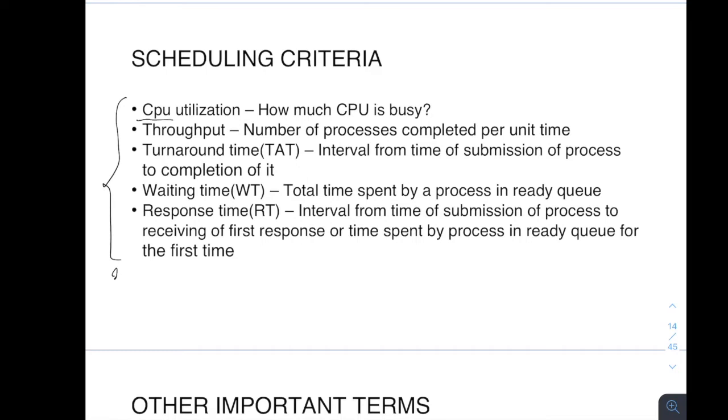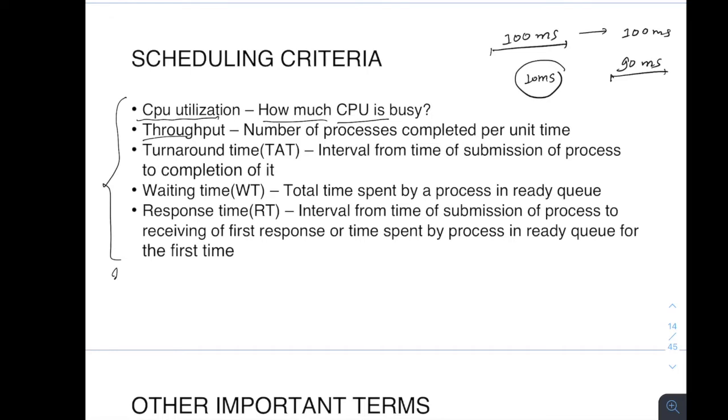First one is the CPU utilization, like how much time the CPU is busy if you are using that CPU scheduling algorithm. Let's say the algorithm was running for 100 milliseconds. Out of this 100 milliseconds, for how much time was the CPU actually busy? If it was busy for 100 milliseconds, it's very good. But if it was busy for just 90 milliseconds, then for 10 milliseconds the CPU was lying idle. That may not be very good.